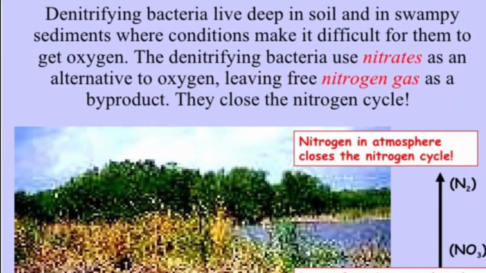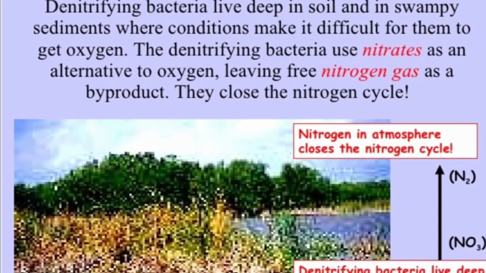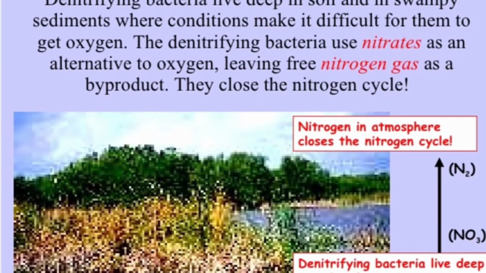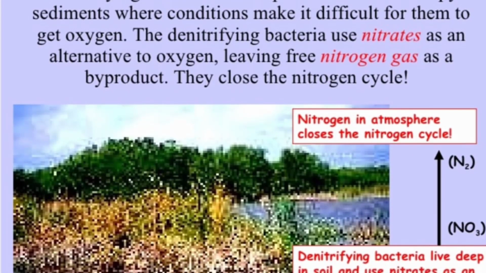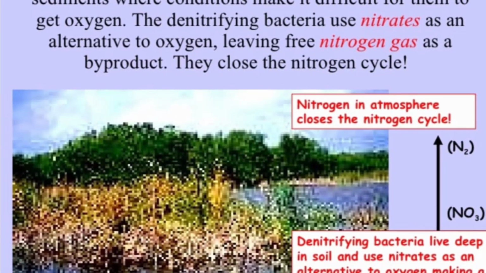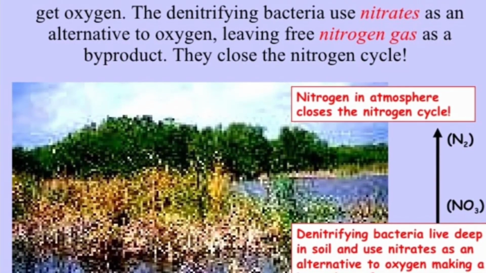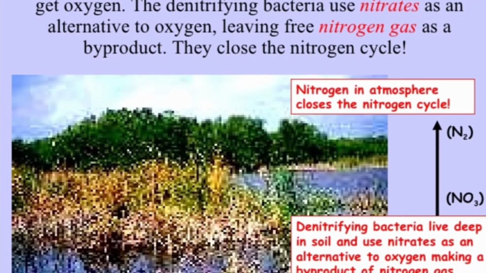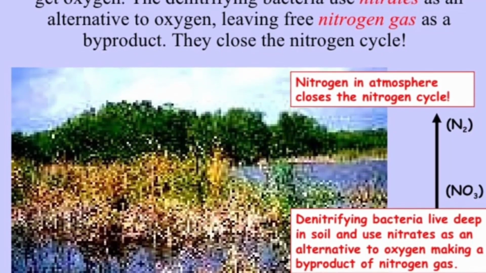Denitrifying bacteria live deep in soil and in swampy sediments, where conditions make it difficult for them to get oxygen. The denitrifying bacteria use nitrates as an alternative to oxygen, leaving free nitrogen gas as a byproduct. They close the nitrogen cycle.